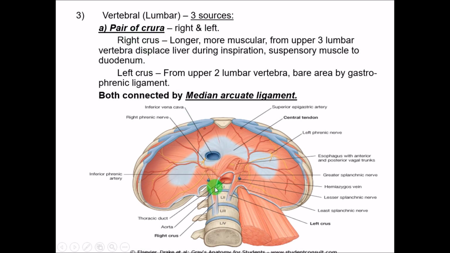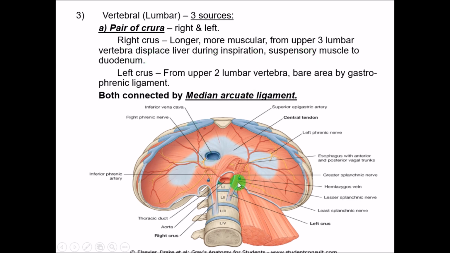This is the right crus. It is longer, more muscular, and arises from the upper three lumbar vertebrae. The first lumbar vertebra, as I said, has been numbered here, then the second, the third, and the fourth. So four have been shown. This right crus of the diaphragm takes origin from the upper three lumbar vertebrae. It is displaced during inspiration, and it is the suspensory muscle of the duodenum.